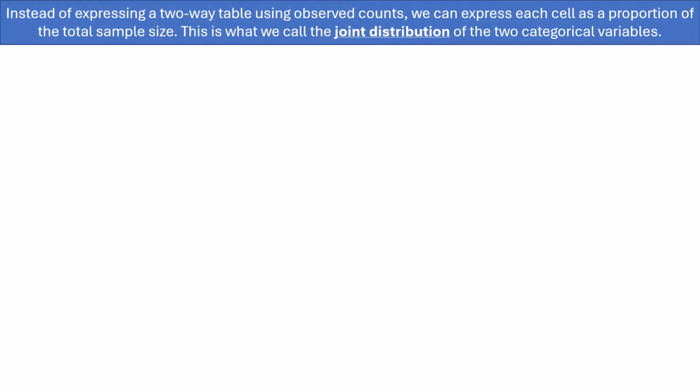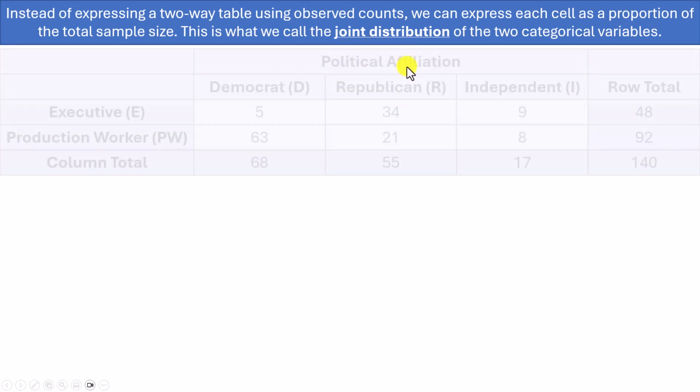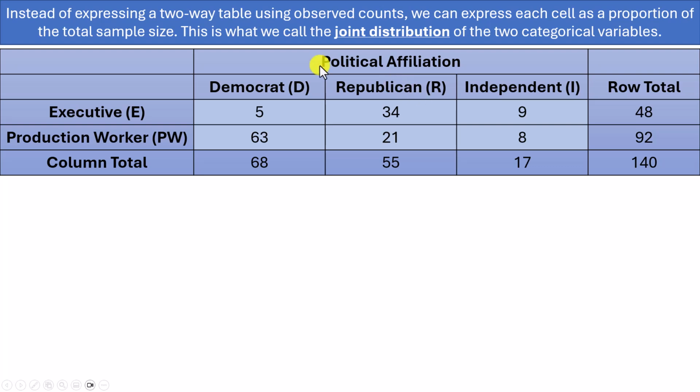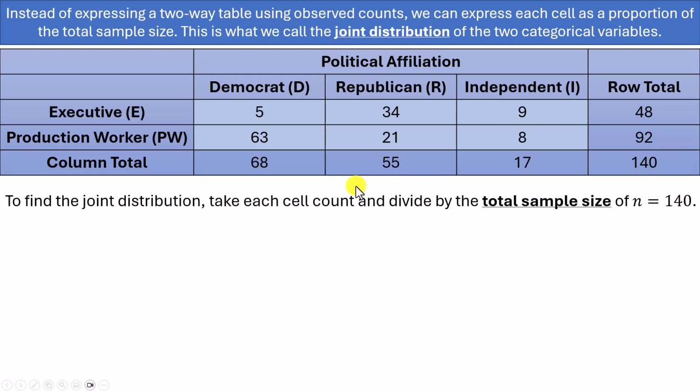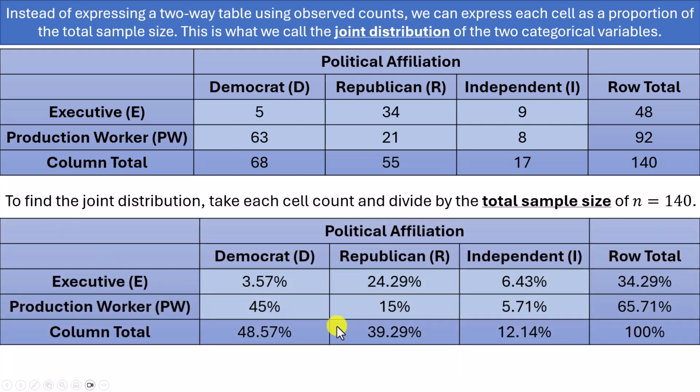Now, instead of expressing a two-way table using observed counts, we can express each cell as a proportion of the total sample size. This is what we call the joint distribution of the 2 categorical variables. Here's our initial table with the observed counts. If we would like to find the joint distribution, take each cell count and divide by the total sample size, in this case, n equals 140. If you do this, this is what the table will look like.